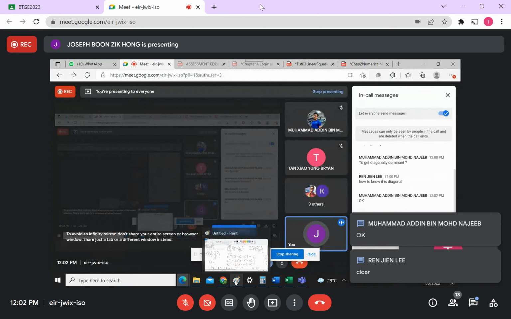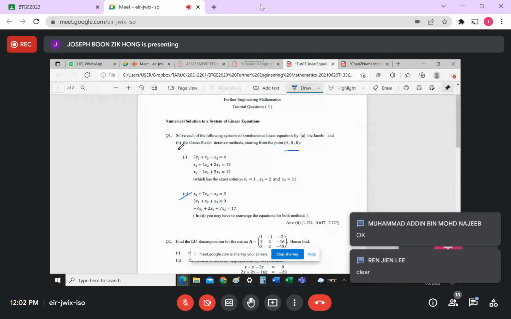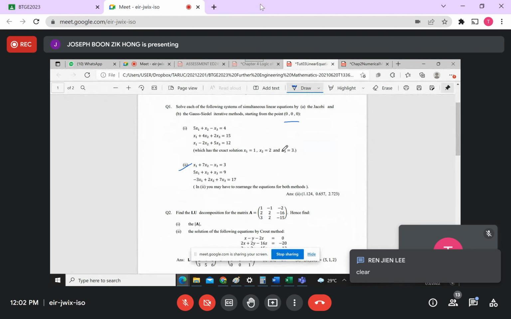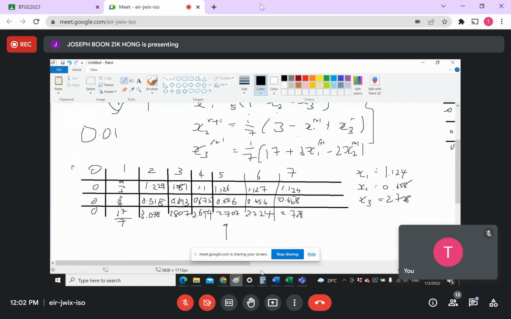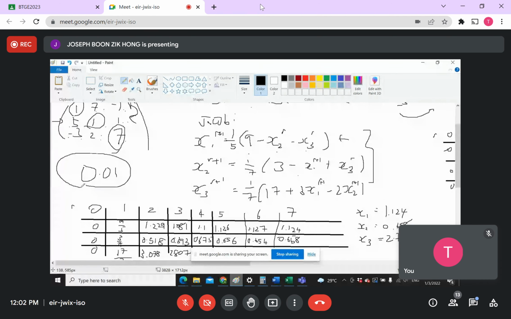Okay, so I continue with A. I don't want to do it. This is the answer that they have. You may compare. Might be a bit different: 1.124, 0.658, 2.723. It might be a bit different because their condition to stop is different. Maybe their condition is 0.001. So you have to do more steps in order to get a difference of 0.001. But this one I just want to tell you how to do it, so I don't let the error become so small. So this one is also the same.